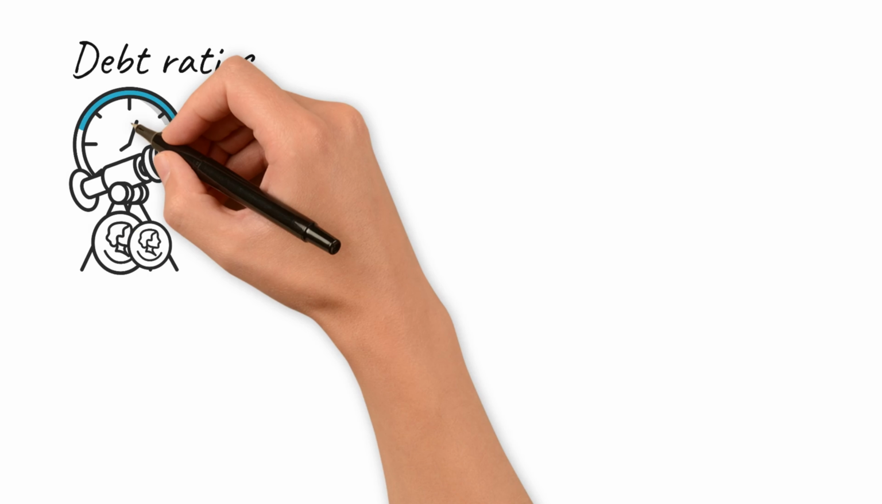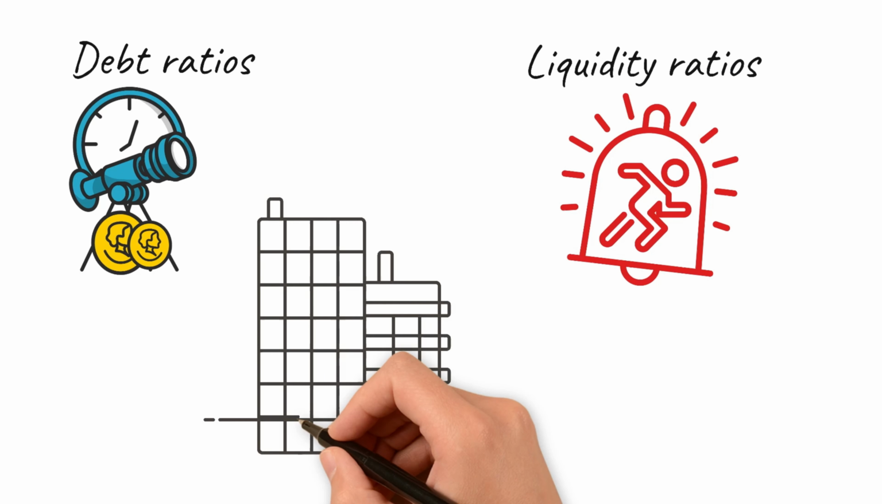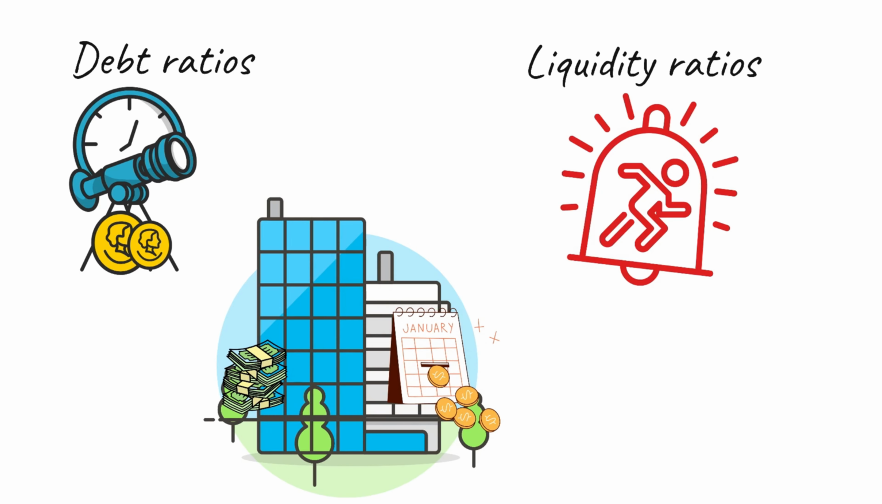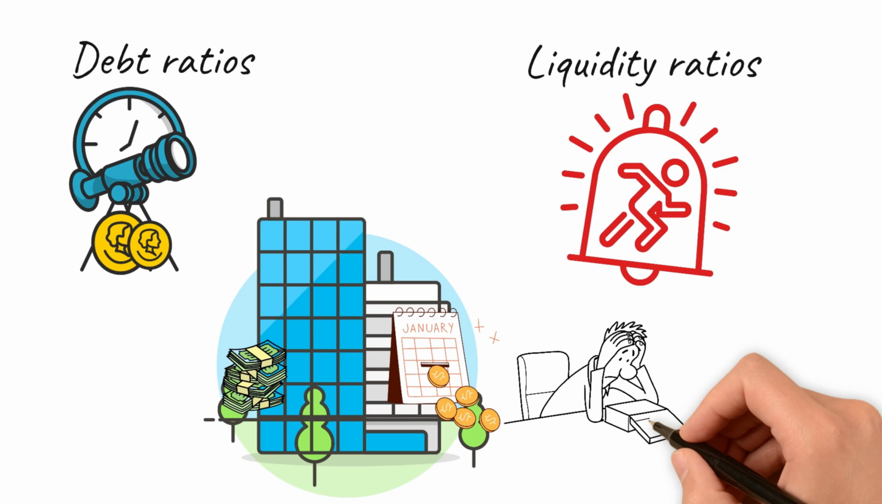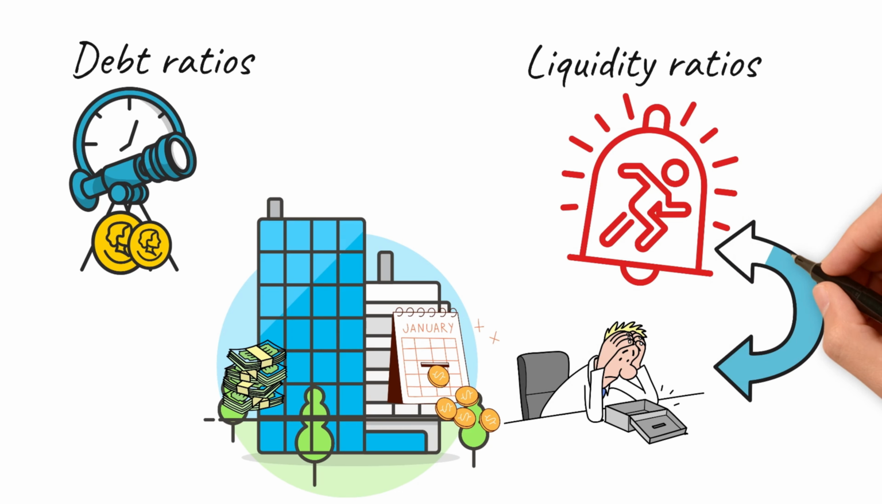Debt ratios tell you about long-term financial structure. Liquidity ratios tell you something more urgent. Can this company pay its bills over the next 12 months? A profitable company can still go bankrupt if it runs out of cash at the wrong moment. Liquidity ratios measure that short-term survival capacity.